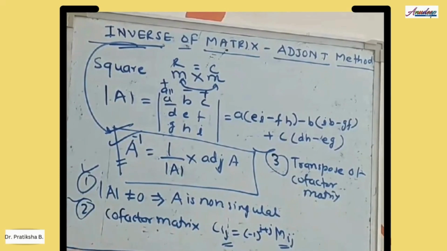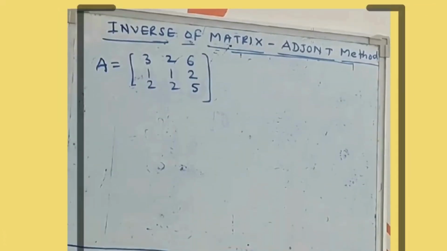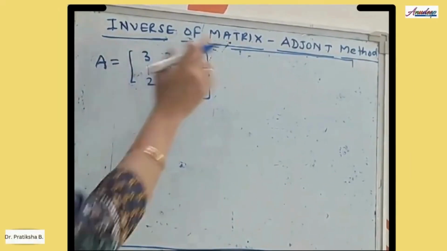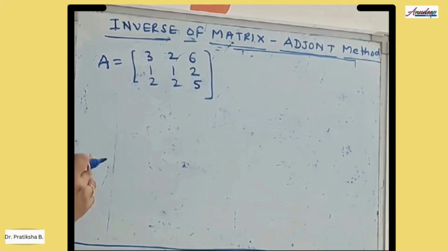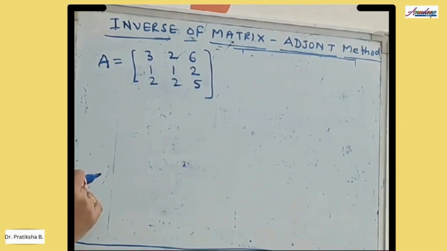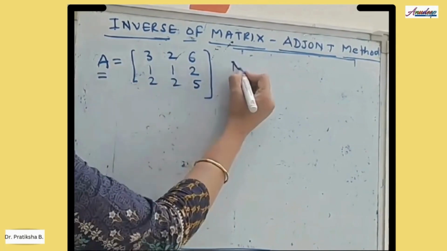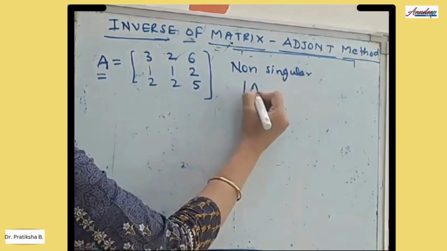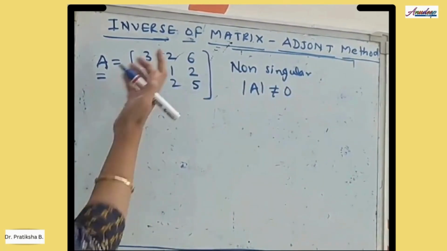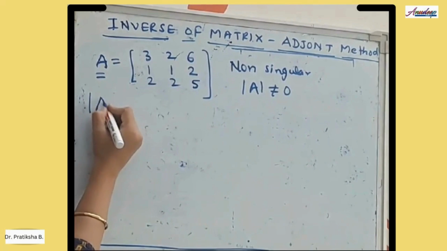So let us evaluate one problem. Here we want to calculate the inverse of a matrix using the adjoint method. When we are going to find the inverse of a matrix, the first thing we have to check is whether the given matrix A is non-singular, meaning determinant of A should not be equal to 0. So let us first calculate the determinant of A.